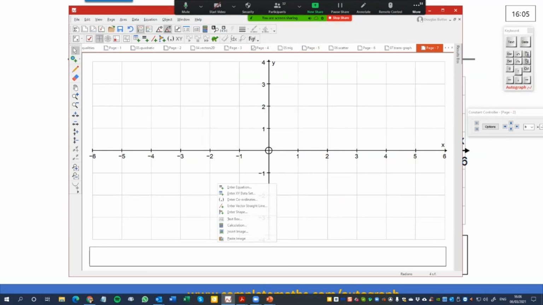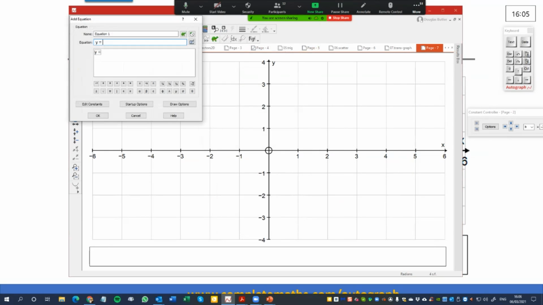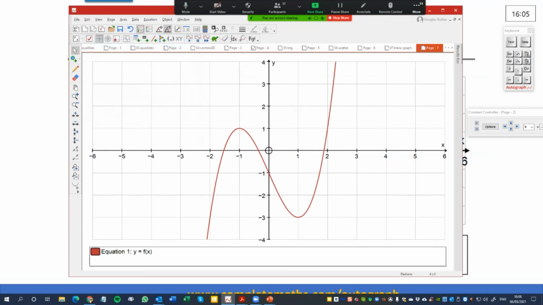That's simply defined, so if we now enter the equation y equals f of x, you'll get the equation. There it is. It is my favorite cubic because look at the maximum at -1, the minimum at +1, and the point of inflection at 0. So it's a cracker.